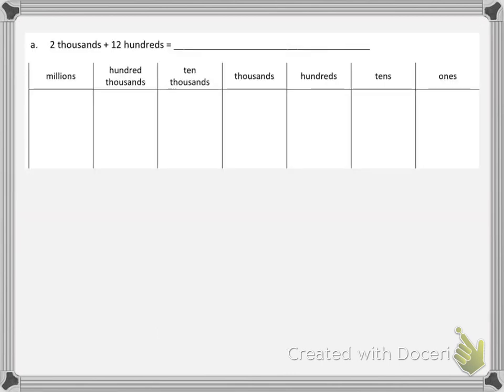For our next problem, 2,000s plus 1,200s is equal to. All right, so let's start putting the discs into the proper column. 2,000s, so I'm going to put 2 discs there. And we've got hundreds, so we're going to put 12 in the hundreds. 1, 2, 3, 4, 5. 1, 2, 3, 4, 5.